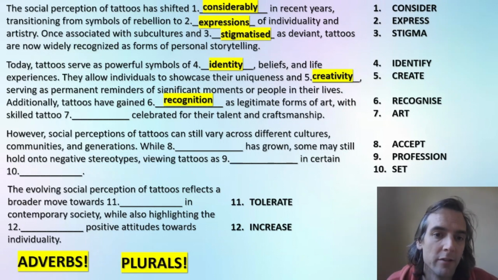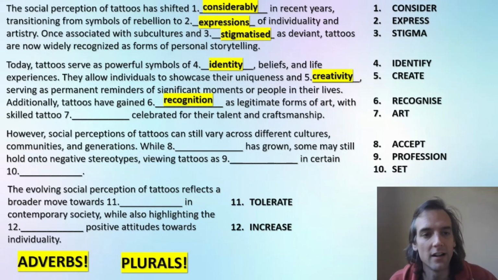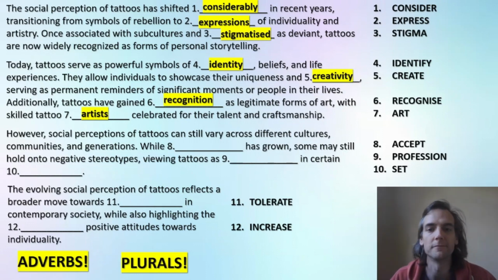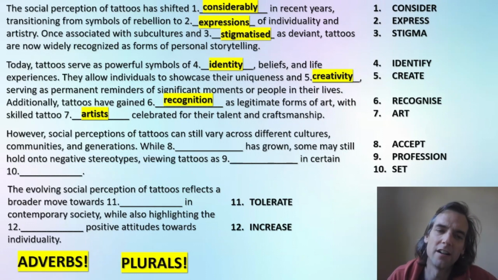With skilled tattoo, celebrated for their talent and craftsmanship. Well, we need people, don't we? People are celebrated for their talent and craftsmanship. The people who do art are artists. And again, it's going to be plural. This is another one that has to be plural because we're talking about artists, tattoo artists in general. There is more than one tattoo artist in the world. Bit of an easy one, art, artists. But you could also see science, scientists, visitors, people words. Basically, you might see some people words on the exam.